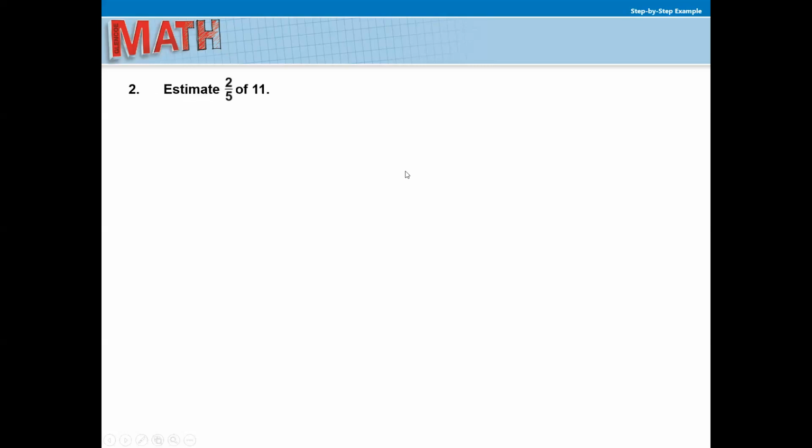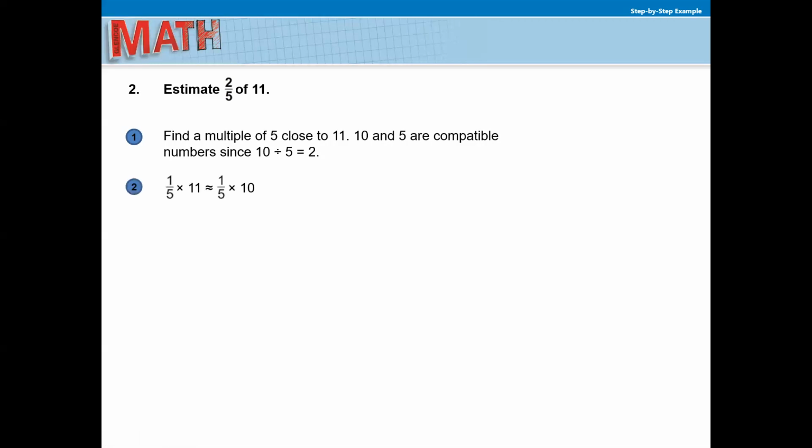Number 2, estimate 2/5 of 11. Find a multiple of 5 close to 11. 10 and 5 are compatible numbers since 10 divided by 5 equals 2. Also, I can count by 5s until I get to a number close to 11, but not bigger than. 1/5 of 11 is approximately 1/5 of 10, which is 2.